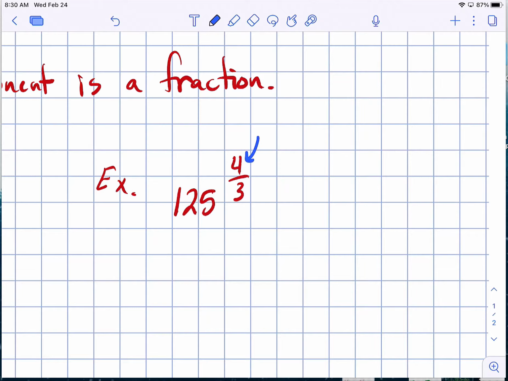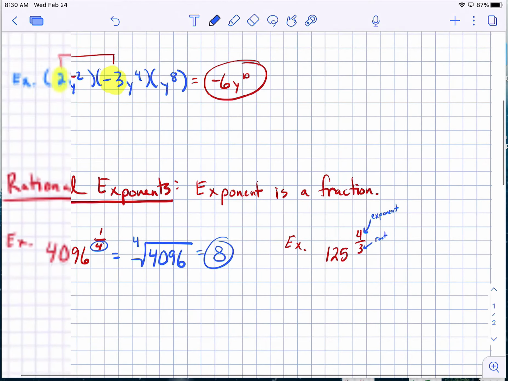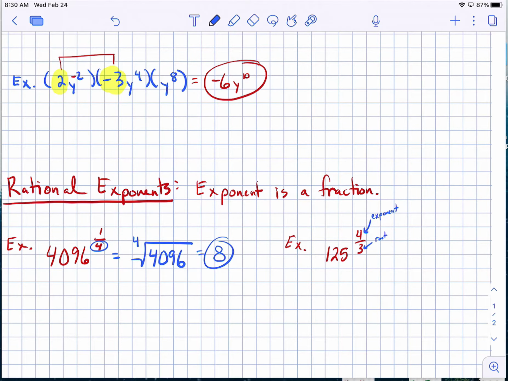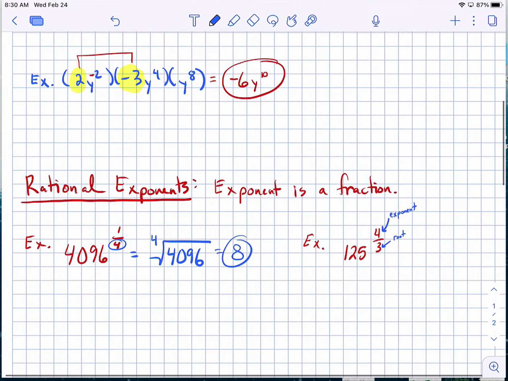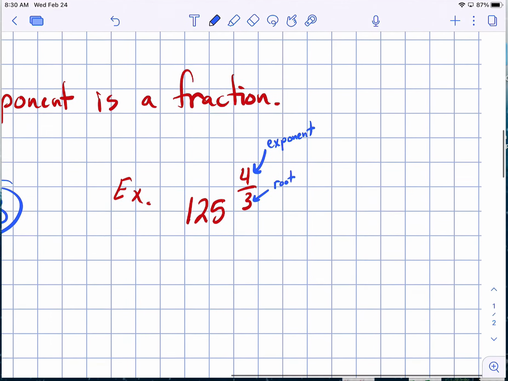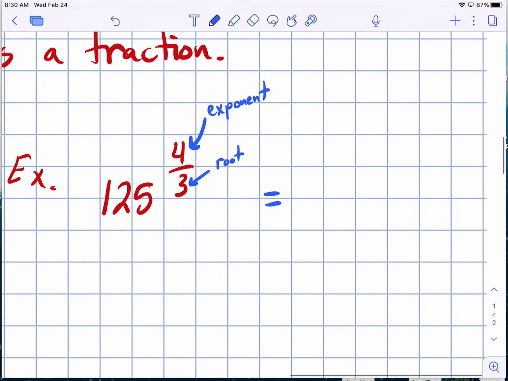This number right here is the exponent. This number down here is the root, just like this one, right? It was 1/4, so it's the 4th root. The 1 on that one is the exponent, but I don't really need to use it because it was a 1. So here's what this means. I'm going to rewrite this. I can rewrite this as 125 to the 1/3 power, and then I just got to take all that to the 4th power.